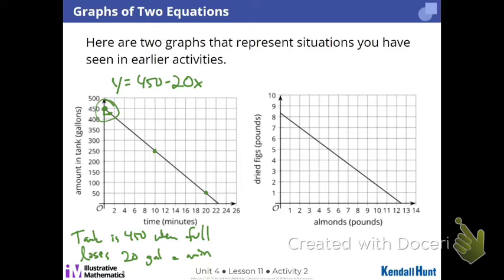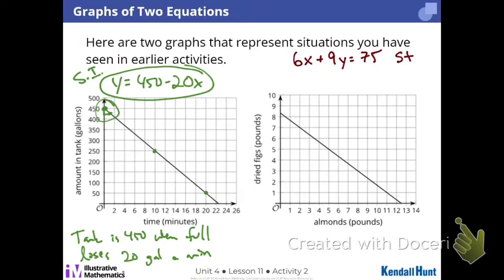Okay. Now here's the challenge. What form is this one in, knowing our two forms we've been looking at? I'm going to write SI for slope-intercept, okay? This other situation with the figs and almonds that we've been messing with a few times now, I think it was $6 per pound of almonds plus $9 per pound of figs totaled $75, right? What form is this one in? Standard. This one's called standard form, okay? Let's call it Stan. All right, Stanley.